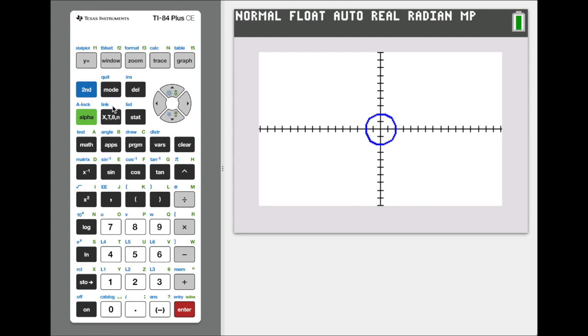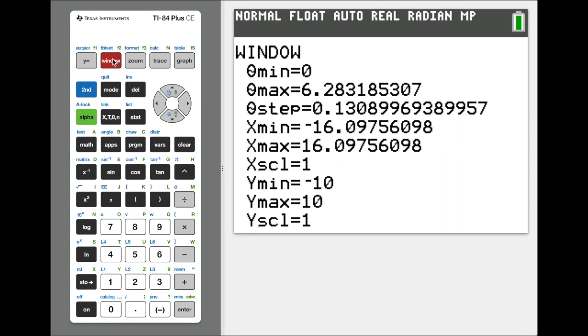Okay, so if I now go into the window, I can see that our theta minimum is 0, and our theta maximum is 6.28, so that's roughly 2 pi. So this says that our calculator is graphing this function on the interval from 0 to 2 pi. Our x minimum and x maximum have been adjusted from -10 to +10. They've been adjusted to -16 to +16 to make sure that our scales are squared. The x-axis and the y-axis have the same length for 1 unit.